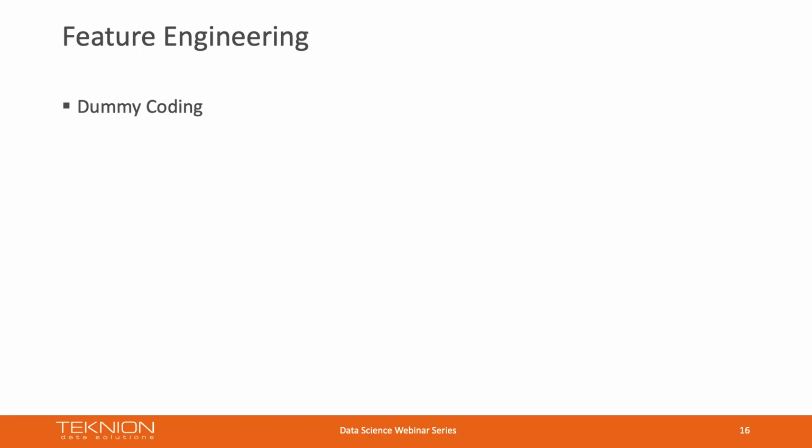We've tried to figure out, we've got it at the right granularity level. We've handled the missingness, and then we want to do some feature engineering or creating new variables. One of the things we can do is something called dummy coding. And here's how this works.